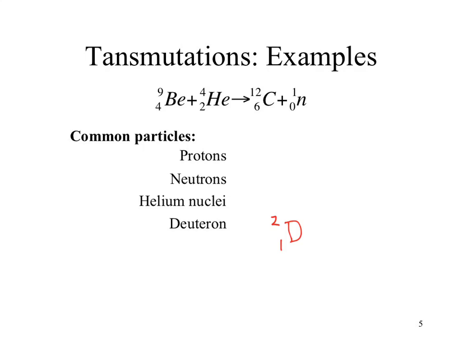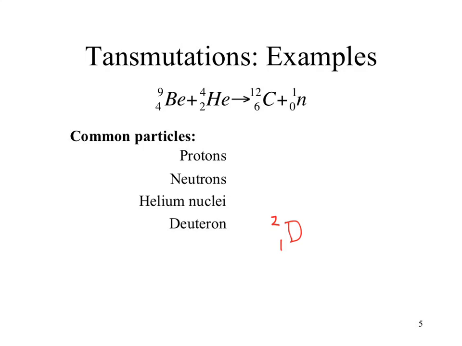If we take a look at its atomic number, what's the atomic number in this case? It's atomic charge 1. What element has an atomic or a nuclear charge of 1? Hydrogen. Why do we call it deuterium or deuteron and not hydrogen? What's the difference between this species and hydrogen?